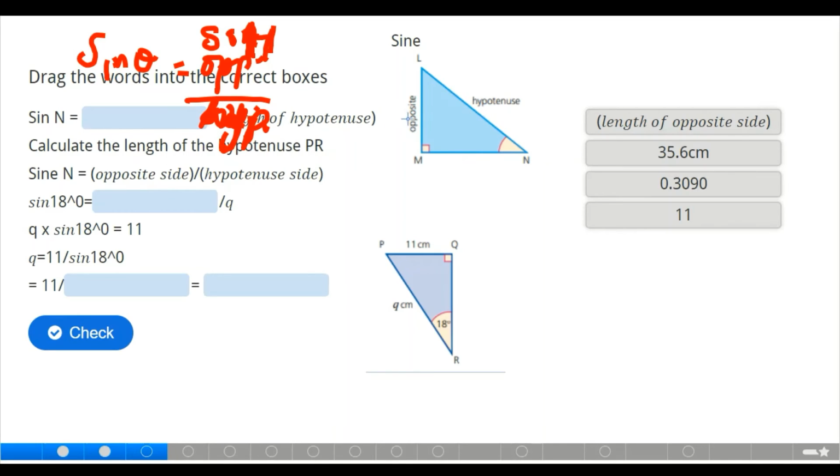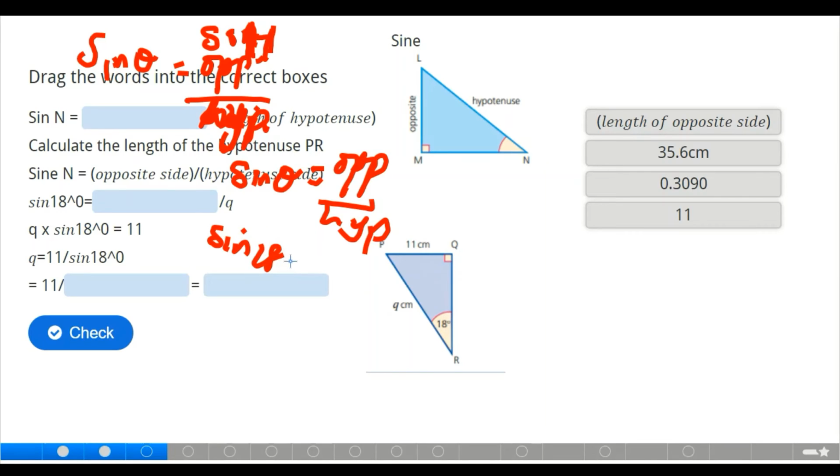Now let's look at it here. We have opposite, we have hypotenuse, so it's going to be opposite divided by hypotenuse. Now we have a question that has to do with this. We have to calculate the length of the hypotenuse PR. PR is indicated as Q centimeter. Okay, so since we said sine theta equals opposite over hypotenuse, now look at this. The angle is facing this side, so this is now the new opposite. So sine theta here is 18 degree, so we have sine 18 degree equals 11 centimeter over Q centimeter.